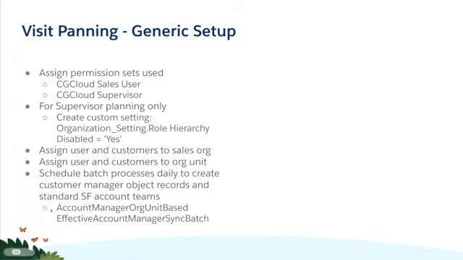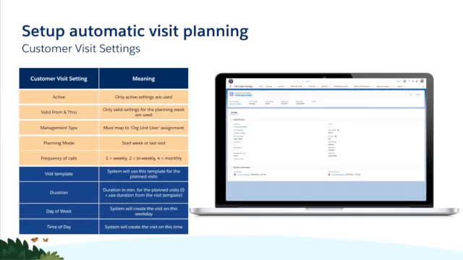Then, as I mentioned before, you must assign user and customer to org unit. All users and customers must be assigned to the same sales org. It's recommended to schedule the batch processes on a daily basis to always have your customer manager relationship and permissions to the Salesforce account teams updated by executing these two batch processes. Here I will provide more details regarding the automatic visit planning.